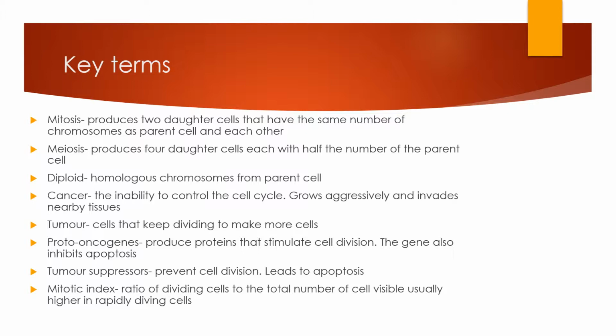Proto-oncogenes produce proteins that stimulate cell division. The gene also inhibits apoptosis, which is cell suicide. Tumor suppressors prevent cell division, leading to apoptosis. The mitotic index is the ratio of dividing cells to the total number of cells visible, and is usually higher in rapidly dividing cells.